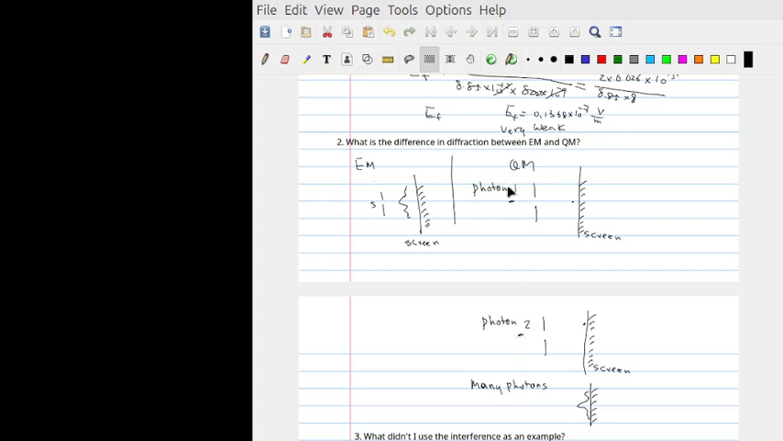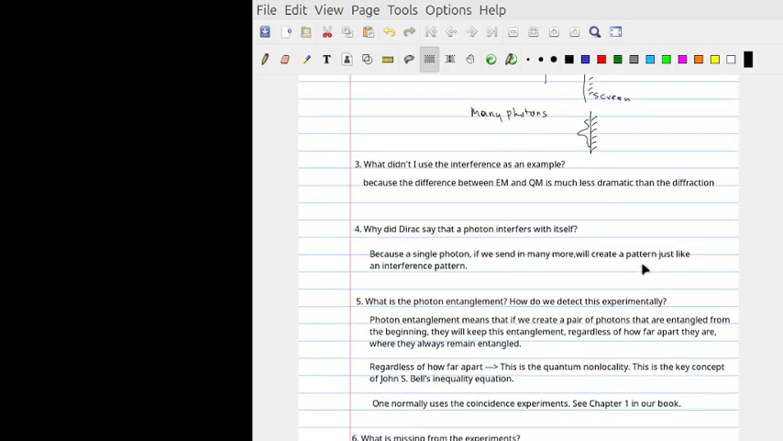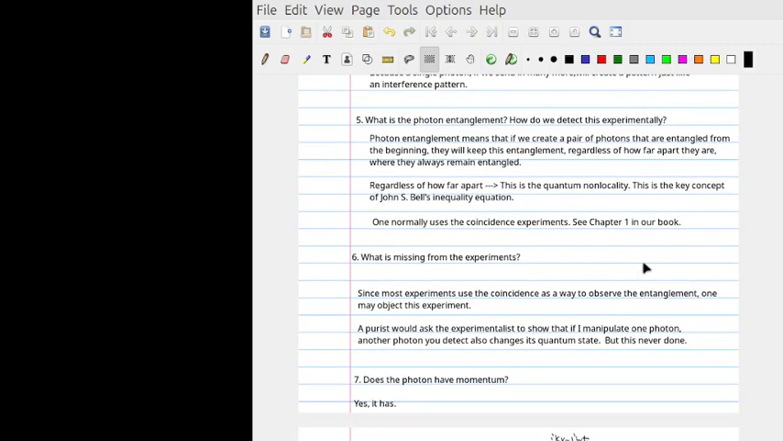For instance, if I have photon 1 and photon 2 created at the same time, let's say photon 1 goes to the right and photon 2 goes to the left. These two are entangled. If I measure photon 1 on the right, it will affect the results on photon number 2, regardless of how far apart these two particles are. It's kind of difficult to understand because it shows you it's non-local. That's the key concept of John S. Bell's inequality equation.